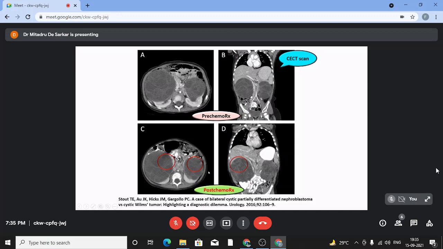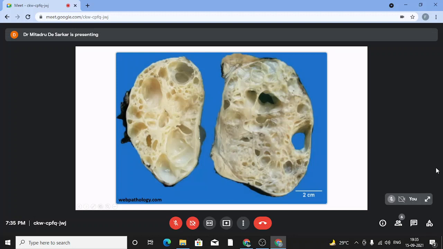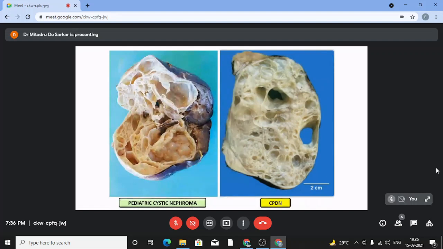Once the surgery was done, the tumor that came up was this. So you had a multiloculated cystic tumor, and these multiloculated cystic tumors will not have any solid component. So you have only cysts, and the cysts are separated by thin papery septae. But there is a particular difference over here from the septations that we had seen in the case of cystic nephroma. So let's compare them side by side. If you see the pediatric cystic nephroma, you see that the cyst wall is papery thin.